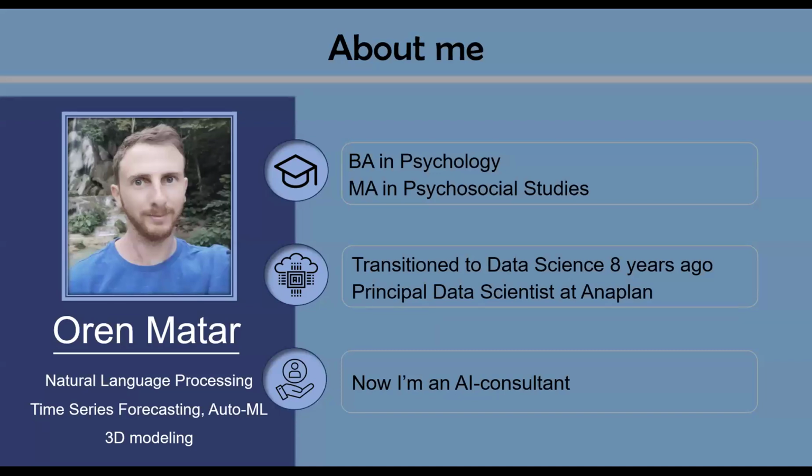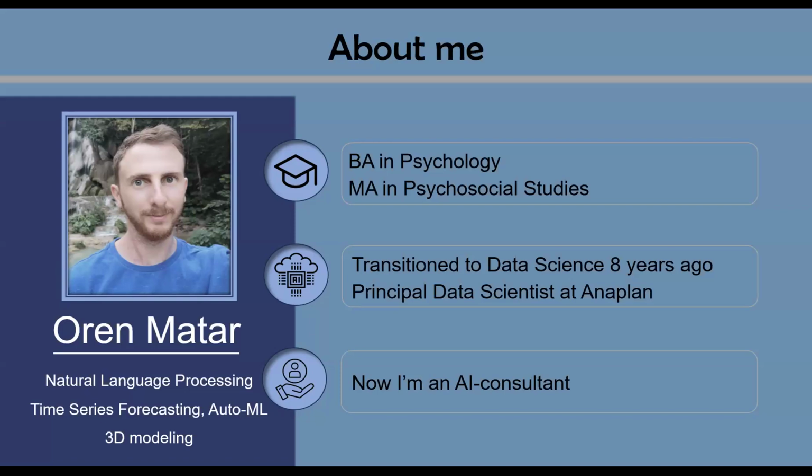Just quickly about me, my name is Oren Matar. I actually come from a background in social sciences, and about 8 years ago I transitioned into data science. I think that's a great field to transition from to data science. I think data science has a lot to learn from social sciences. I spent most of my career at Anaplan, and now I'm a freelance consultant for AI engines. So I'm going to talk today about some of the work that I did at Anaplan.